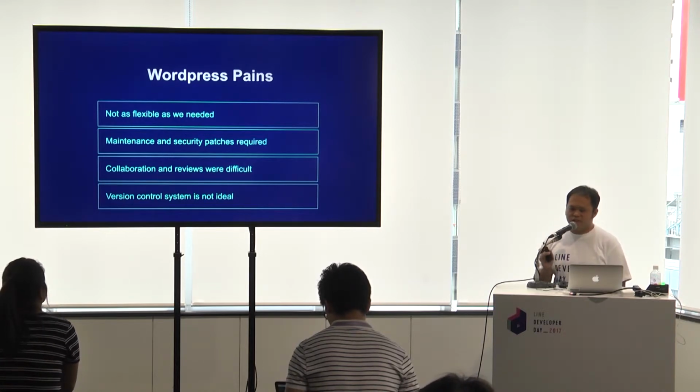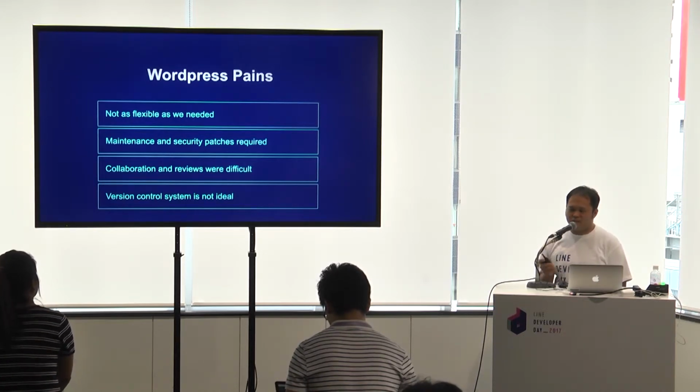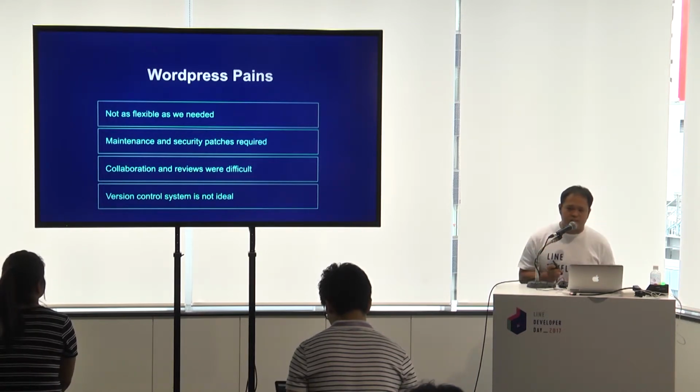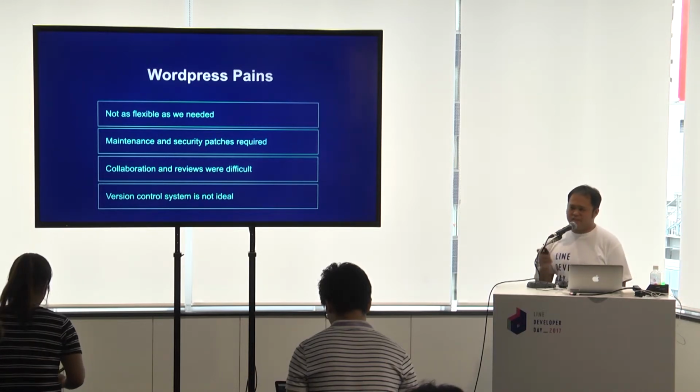You can't just leave it on a server and have it running and hope no one hacks it or it goes down or anything like that. Also, collaboration was difficult because everything is contained inside of the WordPress CMS. Not everyone had access to that, so we had to give it to people, and that was a pain. And finally, its version control system wasn't ideal for us because we wanted everything to jive with the GitHub flow.